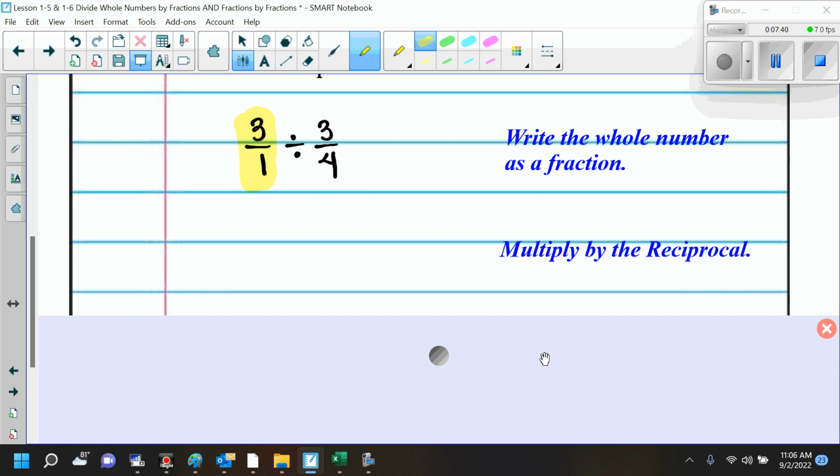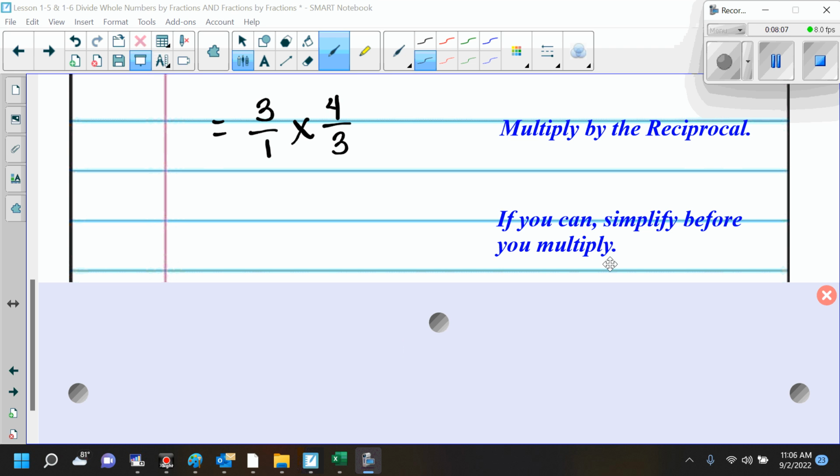Next, we multiply by the reciprocal. Okay? So when we multiply by the reciprocal, we write 3 over 1. Division becomes multiplication, and the reciprocal of 3/4 is 4/3. If you can, you will simplify before you multiply. So we're just going to do this on that problem, okay?